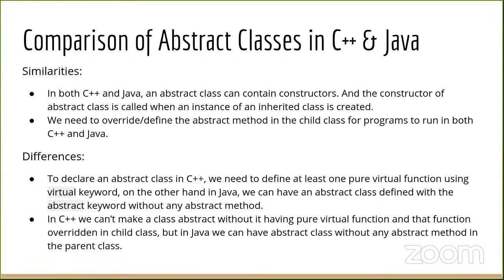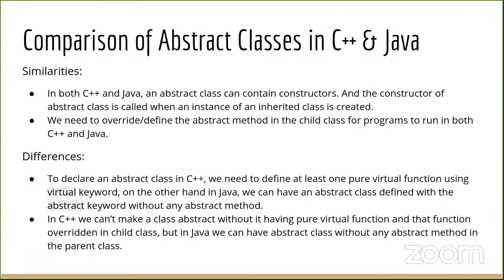So there are mainly two similarities in C++ and Java: in both we can have constructors, and this constructor of abstract classes will be called whenever the instance of an inherited class is created. And also we need to override and define the abstract methods in the child classes to run the programs in both C++ and Java.